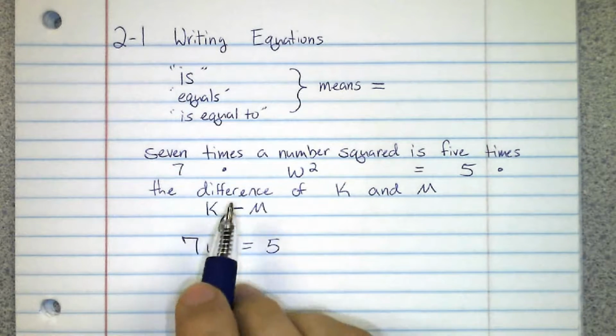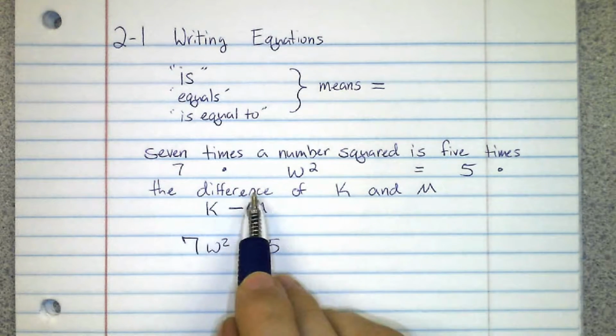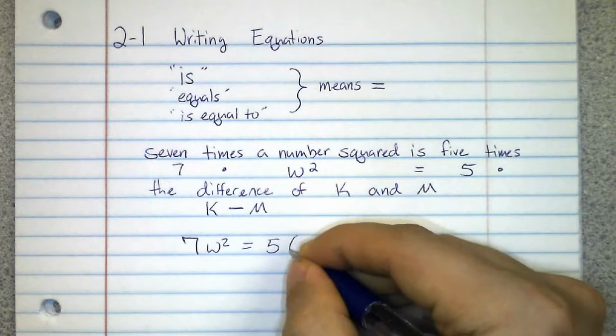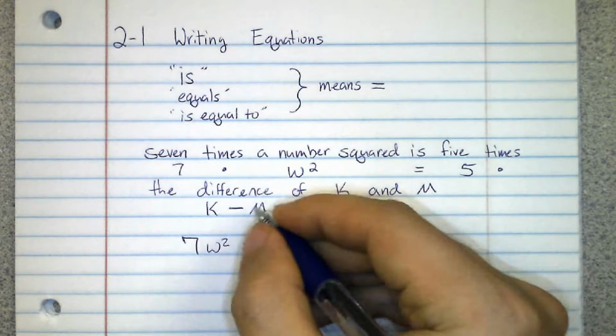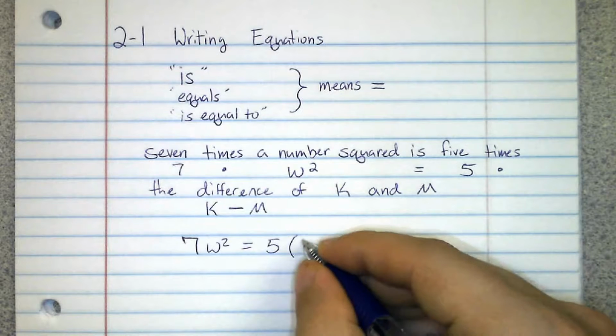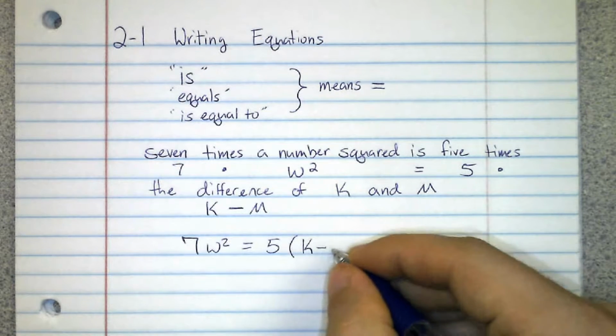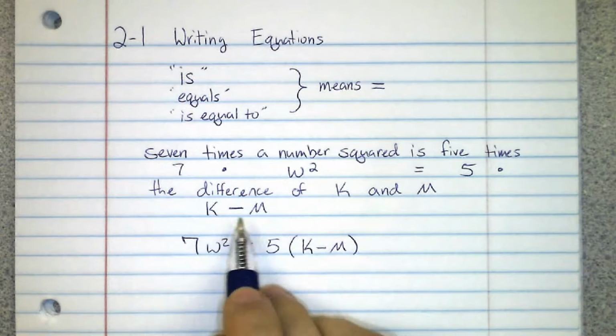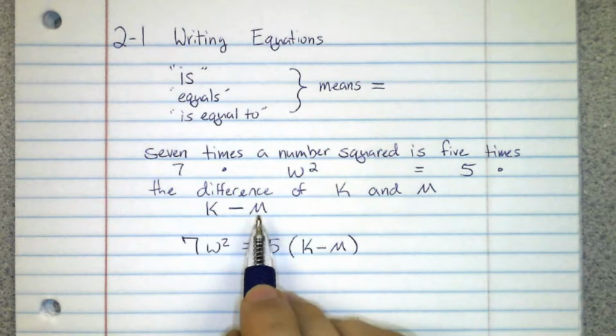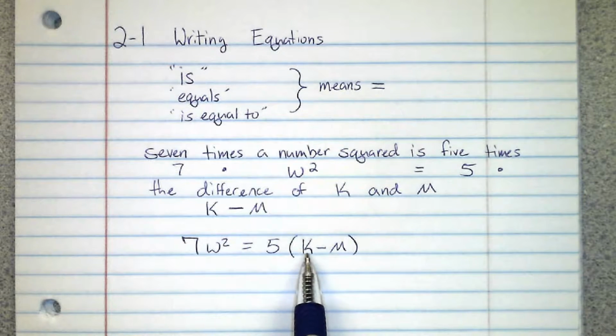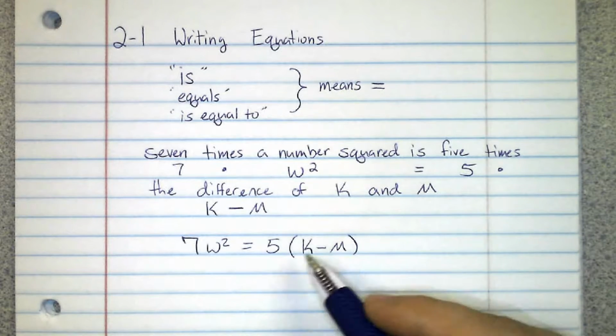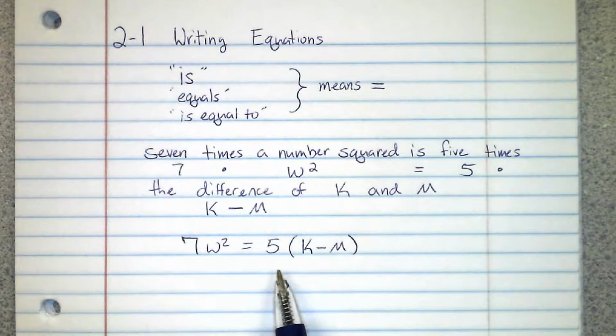Now, be careful here. When they say 5 times the difference, that means 5 times this whole entire thing. So we're going to want to use grouping symbols. If you did not use grouping symbols, it would be 5 times k minus m, or m less than 5 times k. So be careful about that difference. Let's take a look at another example.